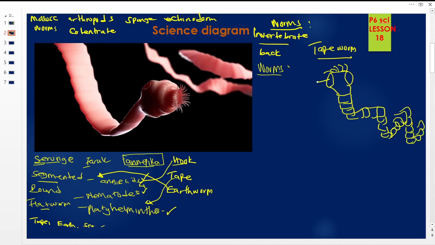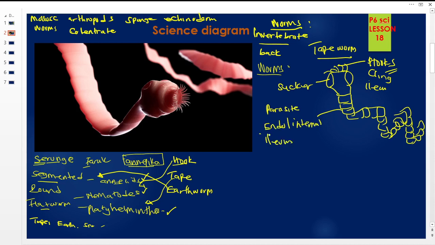Now when you look at this one, this is what we call a sucker, and these ones are what we call the hooks. The importance of the hooks is to hold or to cling onto the walls of the ileum. Remember, this tapeworm is a parasite. It is an endoparasite or an internal parasite. So it stays in the ileum, and once it is there, it needs to get attached onto the walls of the ileum, by the help of the hooks.